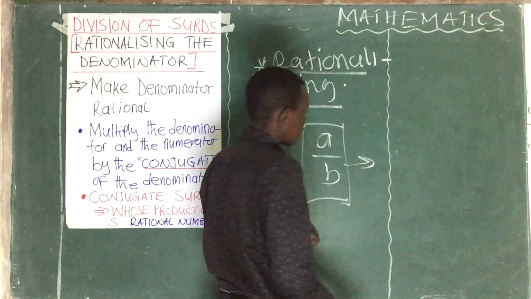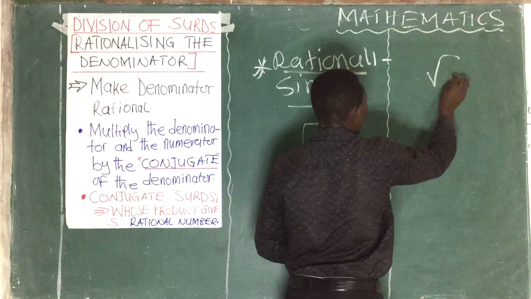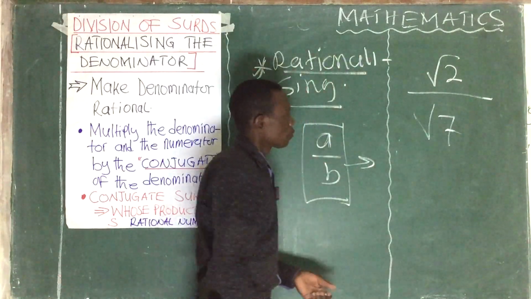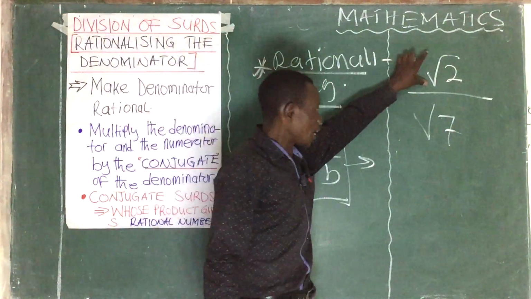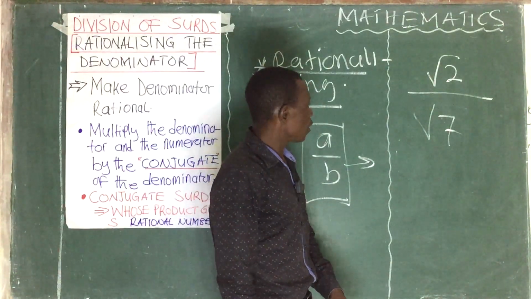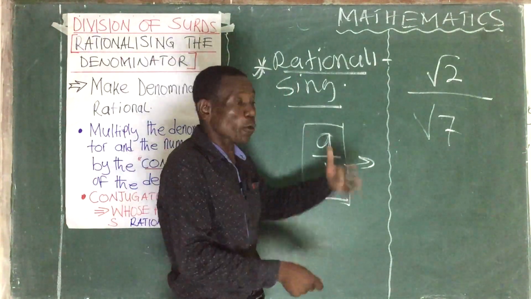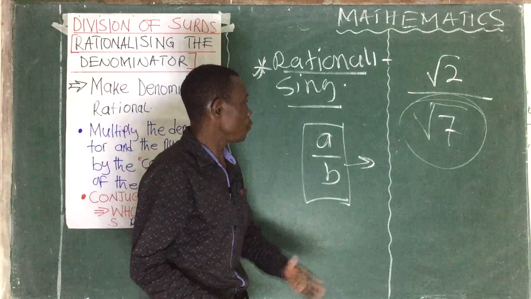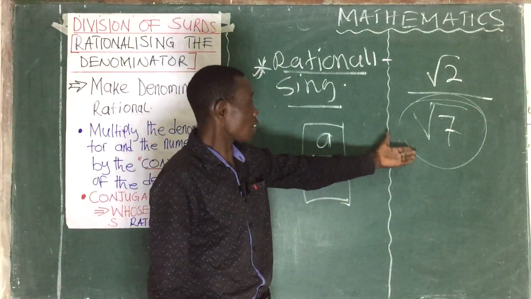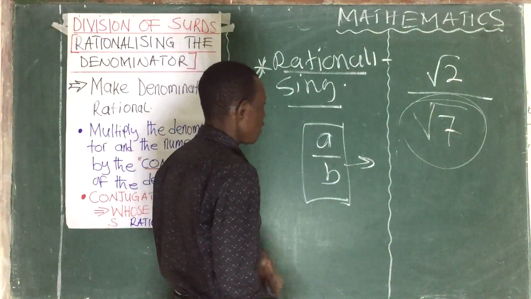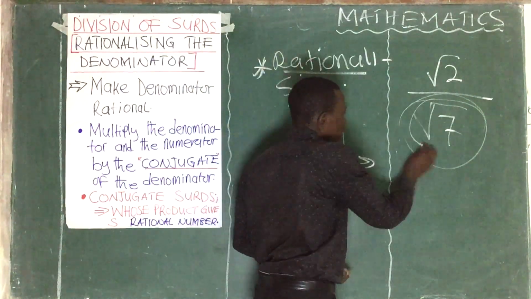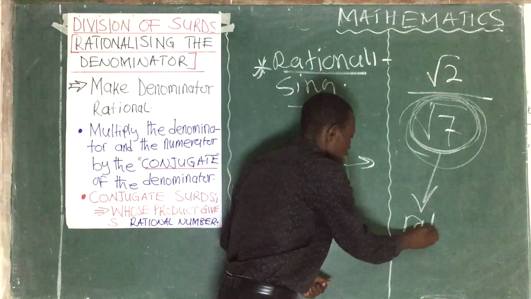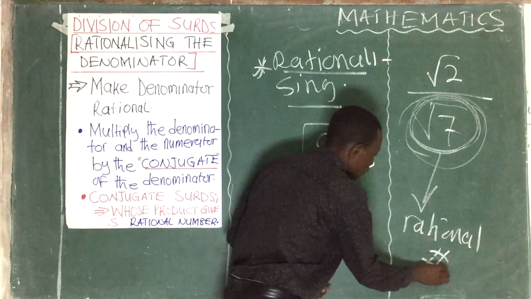Say, for example, we may have a term like root 2 over root 7. That is a fraction. The numerator is root 2, and the denominator is root 7. Now the question will come: can you rationalize the denominator? If you look at the denominator there, you really see that it is irrational. It's a surd. So if they say rationalize, it means what we need to do is make the denominator a rational number.